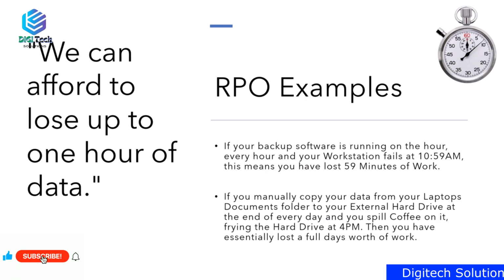Some examples of RPO may be if your backup software is running on the hour every hour, and your workstation was to fail completely at 10:59 AM, this means you have essentially lost 59 minutes of work and 59 minutes of data that you're not going to be able to recover from that backup, since the last backup would have been at 10 AM.